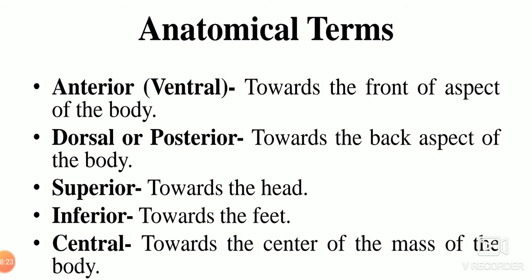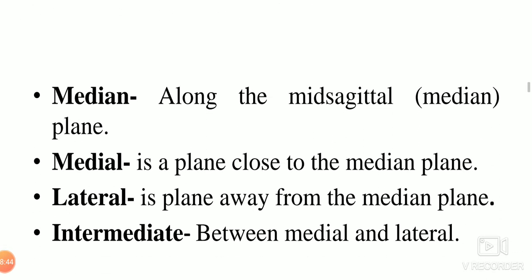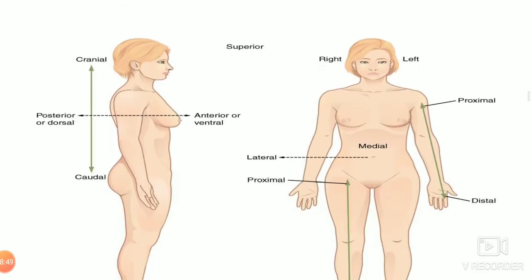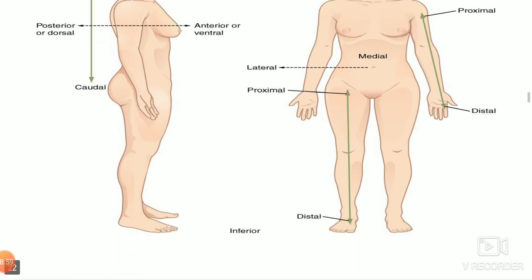Anterior is towards the front aspect of the body, dorsal or posterior is towards the back aspect of the body, superior is towards the head, inferior is towards the feet, central is towards the center of the mass of the body, and peripheral is away from the center of the mass of the body. Here in the diagram you can see cranial and caudal. Caudal means tail, craniocaudally.